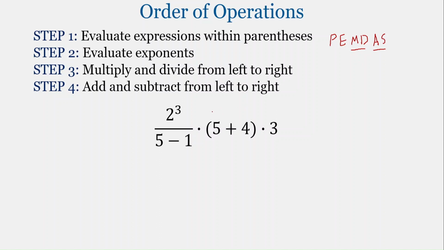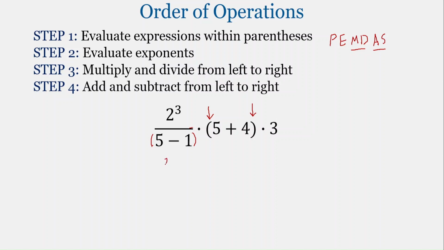Now in this first problem, we do see a set of parentheses. Right here is one set. But when we have this fraction bar or division bar, what is above and below it can also be considered a grouping within parentheses. So this 5 minus 1 is also a grouping, is also going to be evaluated in step 1.